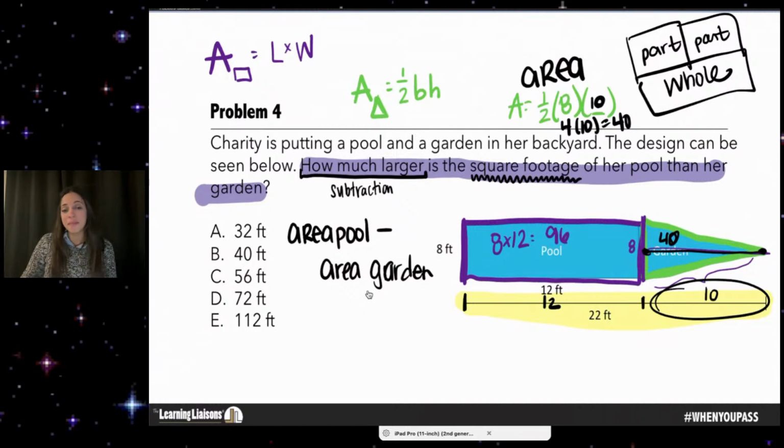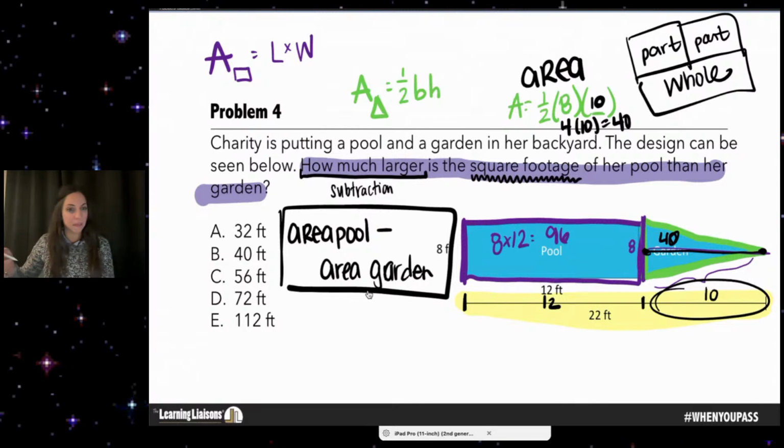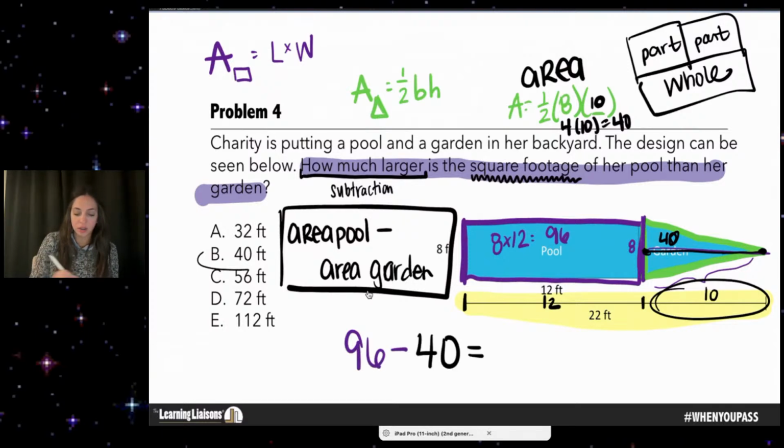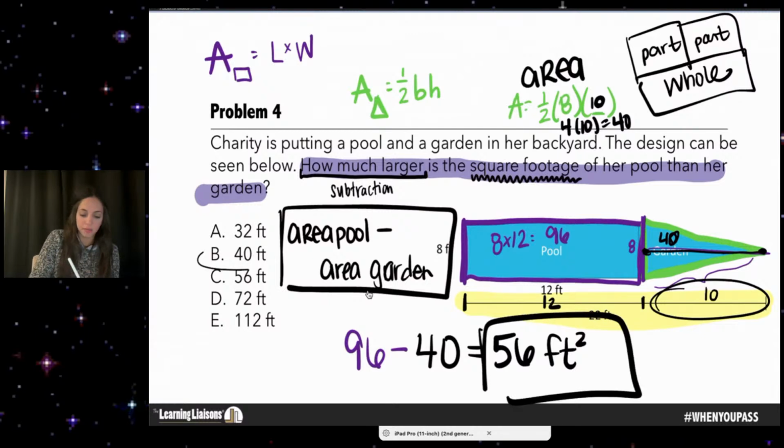But I'm not done yet. And that's why it's important for you to sketch out what that final step is going to be, because it would be very easy to choose 40 because it's over there. And when you're stressed and heightened and you're like, I don't know what I'm doing, it's easy to fall into that trap. I need to take area of my pool and subtract area of my garden, which equals 56 feet squared.